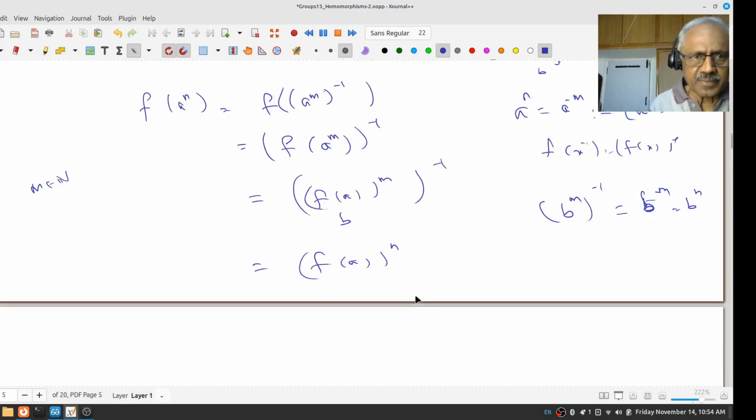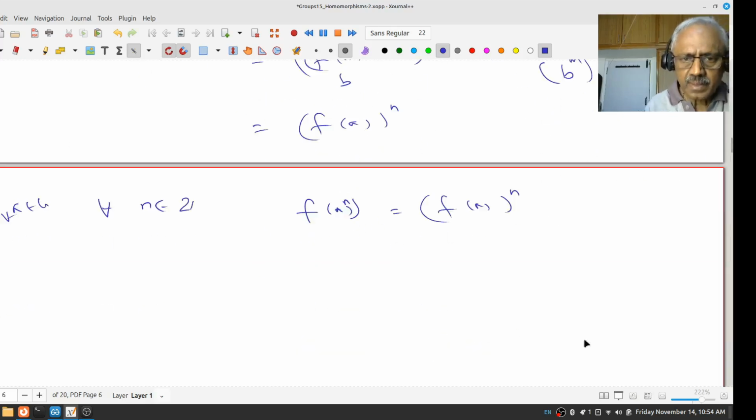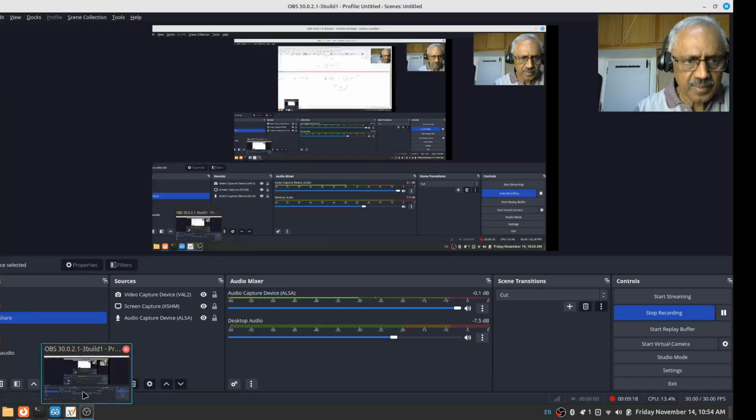Therefore for all integers n, and for every group element a, we proved f of a power n is f of a, whole power n. Okay, pause, review, proceed. I hope all the proofs are easy. So please go through that.